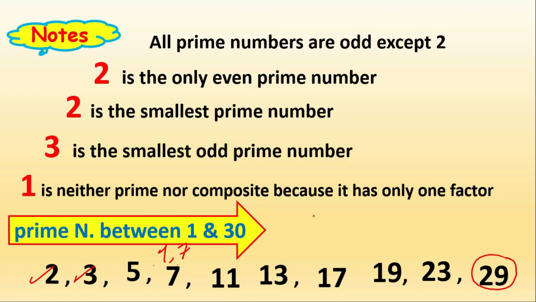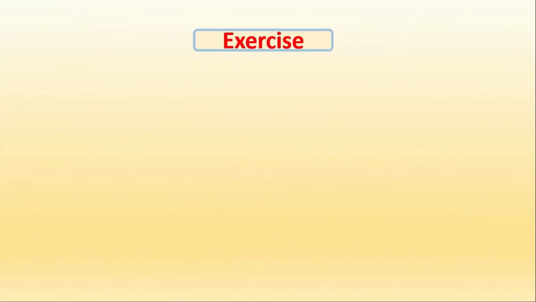More than 30, 31. Prime or not? Prime, because it has only 2 factors, 1 and 31. Got it? And so on. But composite numbers have more factors. All the numbers we talked about are prime numbers between 1 and 30. Each number has only 2 factors. Okay? Now we have an exercise.